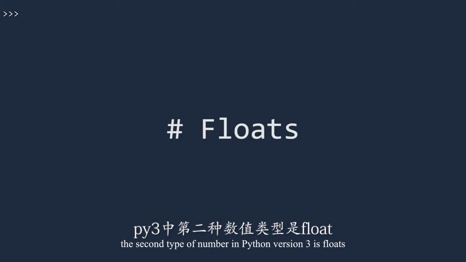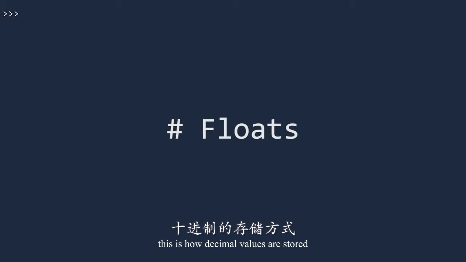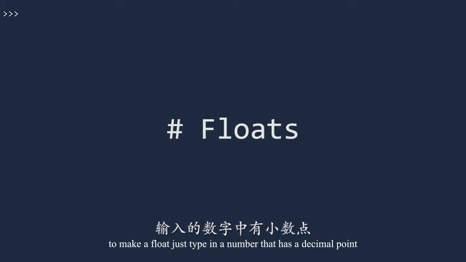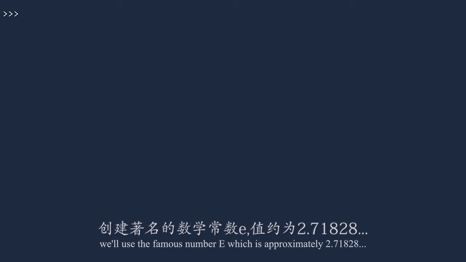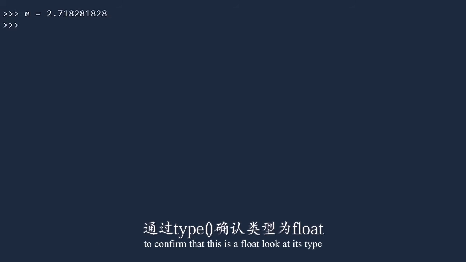The second type of number in Python version 3 is floats. This is how decimal values are stored. To make a float, just type in a number that has a decimal point. We'll use the famous number e, which is approximately 2.71828. To confirm that this is a float, look at its type.